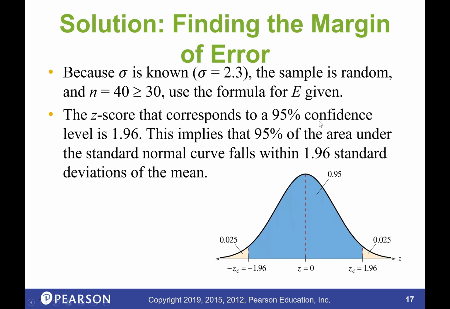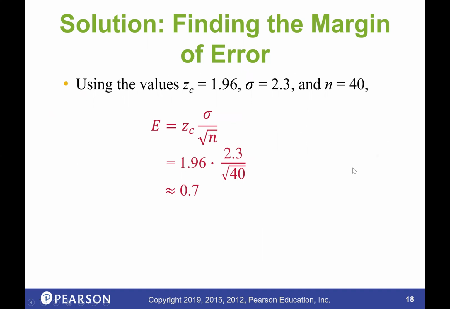So now let's actually go to the computation part. See if you guys can replicate what is on the screen here. So 1.96 is the z-score. 2.3 is the standard deviation. And then we take the square root of our number of athletes we surveyed. So punch it into the calculator, see if you guys can get a 0.7 as well.